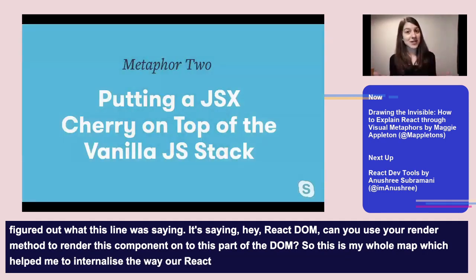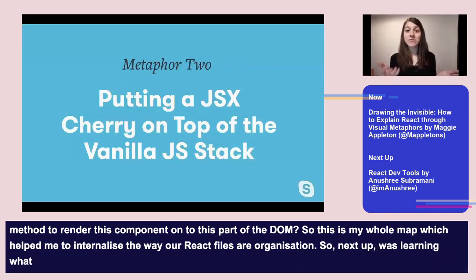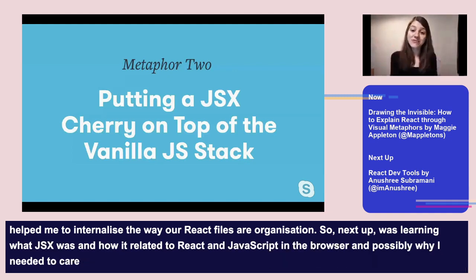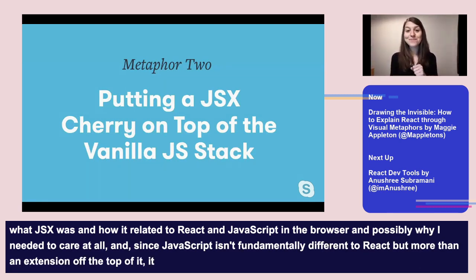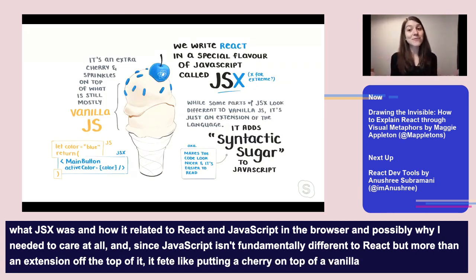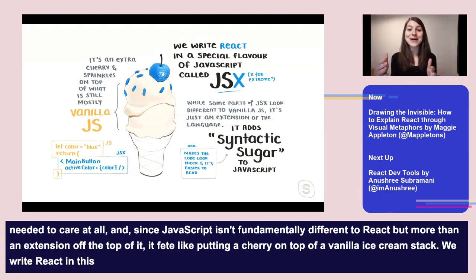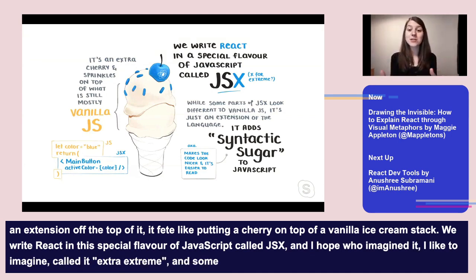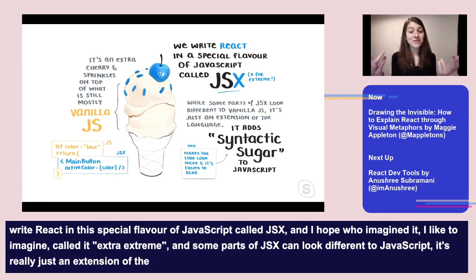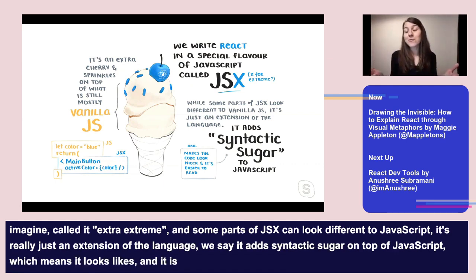It just helped me to internalize the way our React files are organized. So next up was learning what JSX was and how it related to React and JavaScript in the browser, and possibly why I needed to care at all. And since JSX isn't fundamentally different to React, but more of an extension off the top of it, it felt right to call it a cherry on top of a vanilla ice cream stack. So we write React, right, in this special flavor of JavaScript called JSX. And I like to imagine that whoever named it called it X for extreme. And while some parts of JSX can look quite different to JavaScript, it's really just an extension of the language. So we say it adds syntactic sugar on top of JavaScript, which means it looks nice and it's easier to read, right? So it's just the cherry and sprinkles on what is still mostly a JavaScript vanilla ice cream cone.